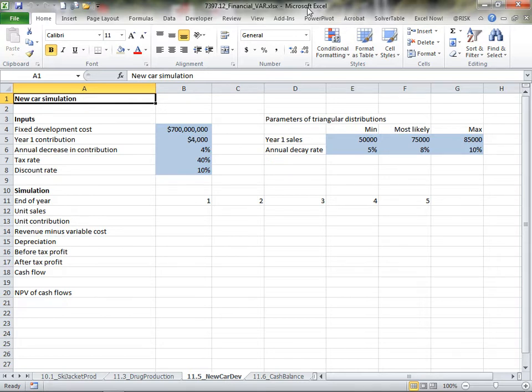I tried to introduce that earlier when I was talking about some of the issues with the newsvendor model when we were doing Walton Bookstore. But now we're actually going to calculate a value at risk for a particular project. And so this is problem 11.5.